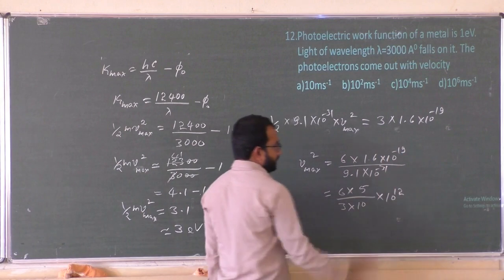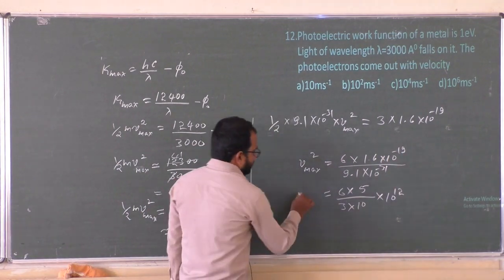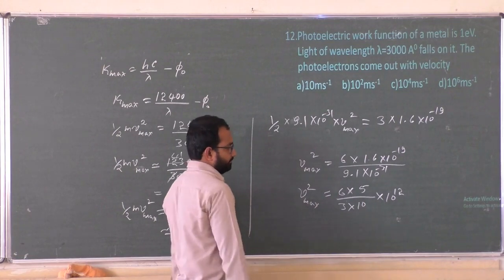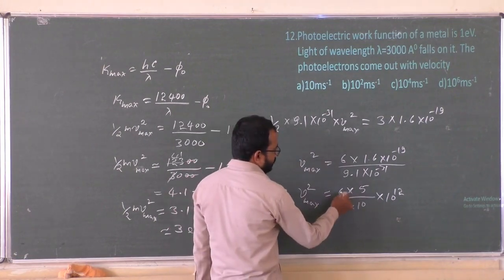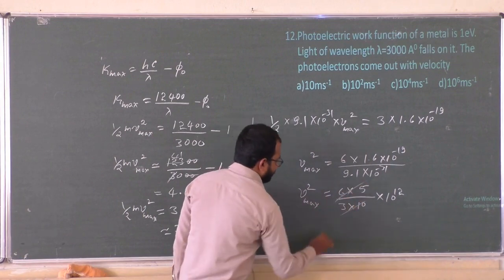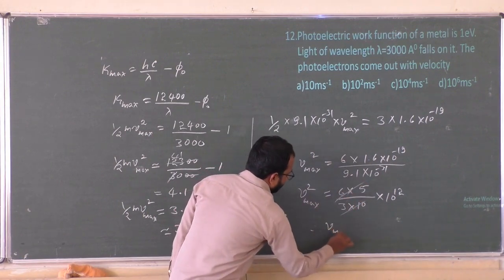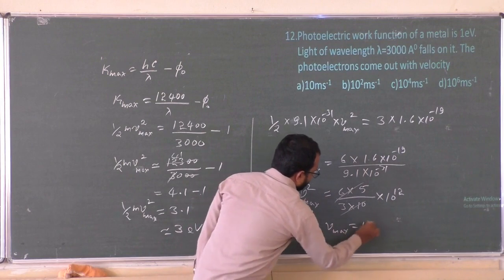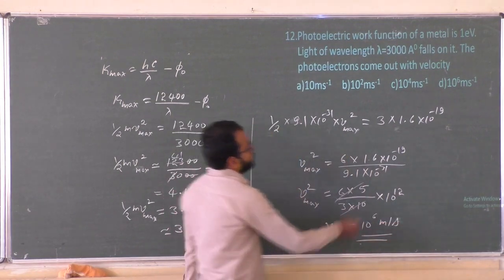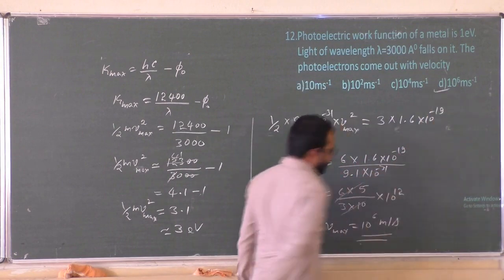So this is V maximum square. Okay, so 6 into 5, 30 is 30. So 10 to the power of 12. Therefore V maximum is equal to square root of that, 10 to the power of 6 meter per second. So option is D.